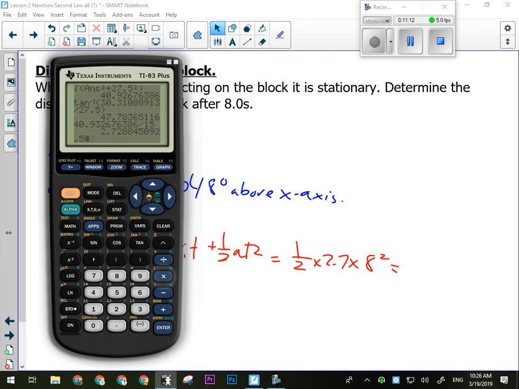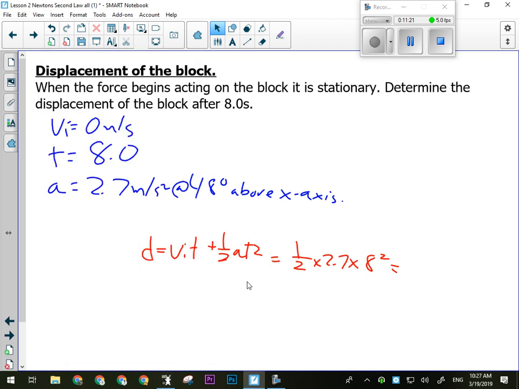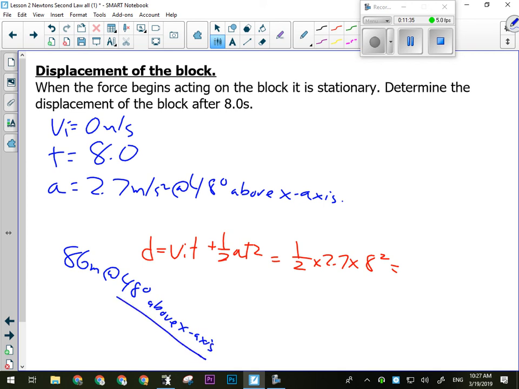So 0.5 times 2.7 times 64. All right, so we got 86.4 meters, but we only have 2 significant figures here. All right, so we'll be looking at 86 meters at 48 degrees above the x-axis. Why am I including that? Because it's displacement, and displacement's a vector quantity. Yes, because this would be part B. That's why I use the rounded value here too. Yeah. All right. Questions on that? I mean, you guys are good at acceleration problems, so that's pretty straightforward.